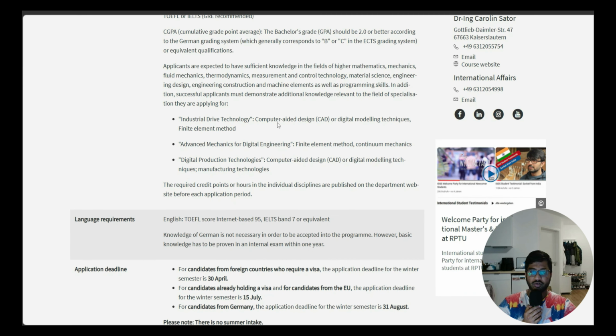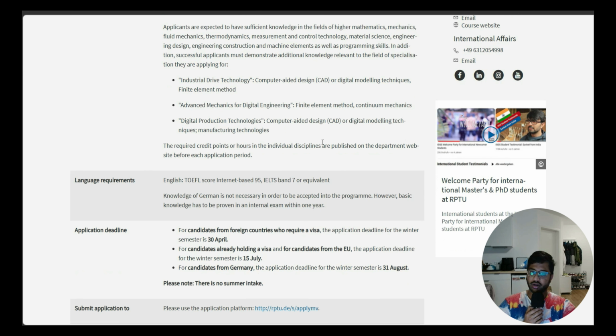But if you are applying for computer aided or industrial drive technology, then you need to have more modules in computer aided CAD, or you should have an interest in computer aided CAD or digital model techniques and finite element methods. If you want to study advanced mechanics and data engineering, then finite element method and continuum mechanics. Digital product technology also needs an interest in CAD or digital model technology, and manufacturing technologies. So whichever is your interest field, choose your specialization accordingly.